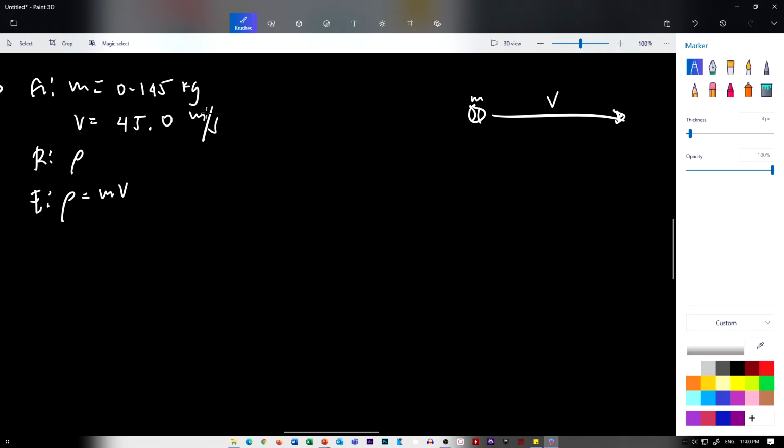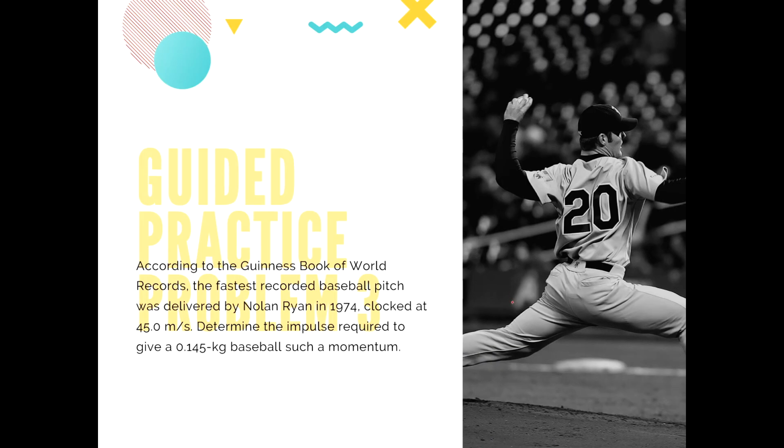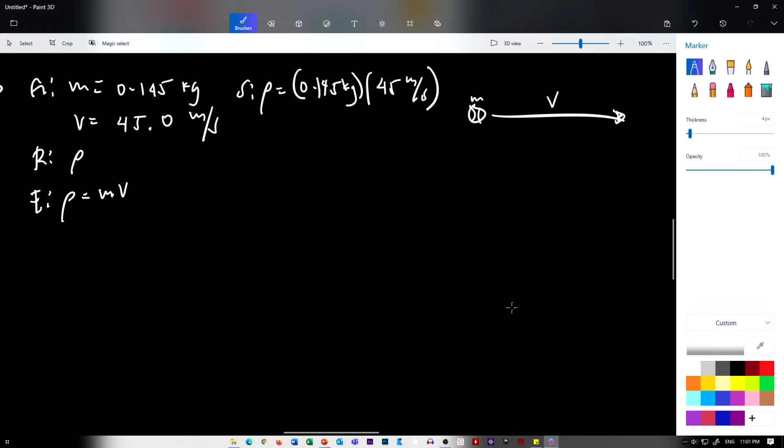They're basically the same. So for our solution, that's just rho is equal to, so we're already on an SI unit, so you don't have to convert anything else. Kilograms multiplied by 45 per second. There. So are we missing anything else? Oh, no such thing. So you can just proceed on finding the final answer. So that's 0.145 multiplied by 45. So that would be 6.525 or 6.53.